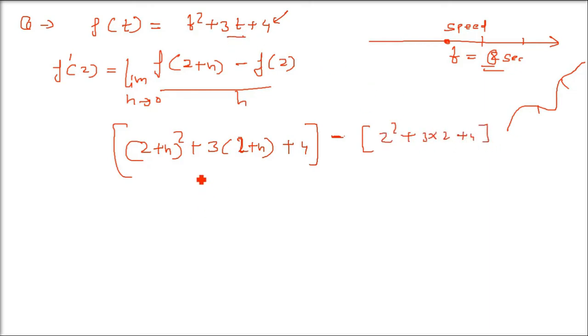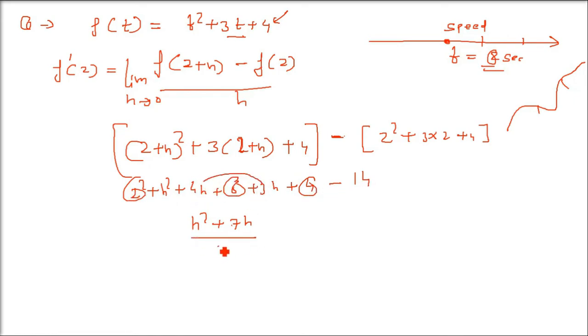What do you see here? I'm not going to solve this, I'm going to give you the exact result. Just open this: 2 square plus h square plus 2 into 2 into h, that is 4h, plus 6 plus 3h plus 4, minus 4, minus 6, minus 4. That is all will be 14, 4 plus 6 plus 4, so it is going to be minus 14. So this is going to be h square plus 7h because 14 gets cancelled, and then this 4h and 3h will be 7h. So h square plus 7h you'll get. And of course, we have this h in the denominator. Remember, we have h in the denominator.